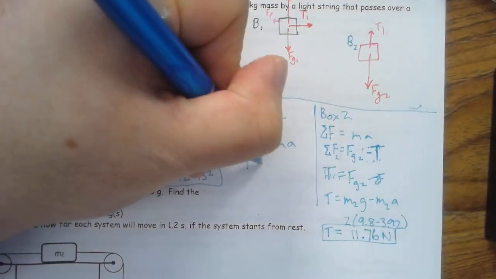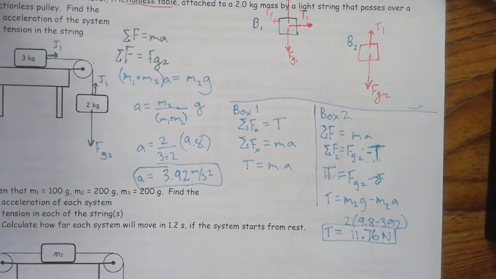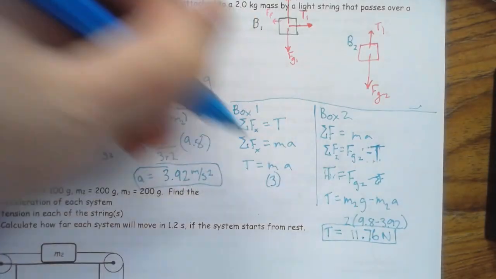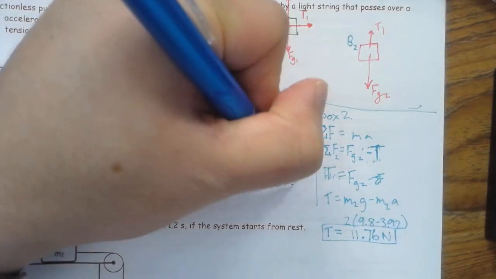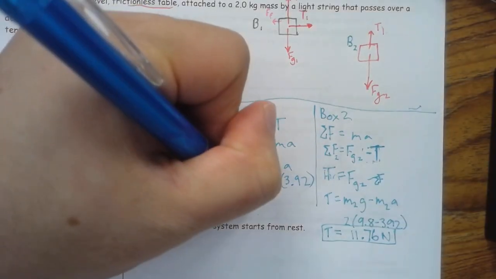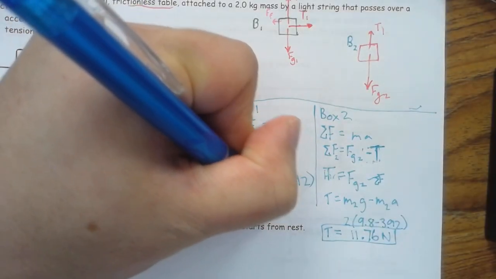And so tension equals MA, and we know that the mass of the top box is 3. And the acceleration is 3.92. So 3 times 4-ish, about 12-ish. It's probably 11.76 newtons.